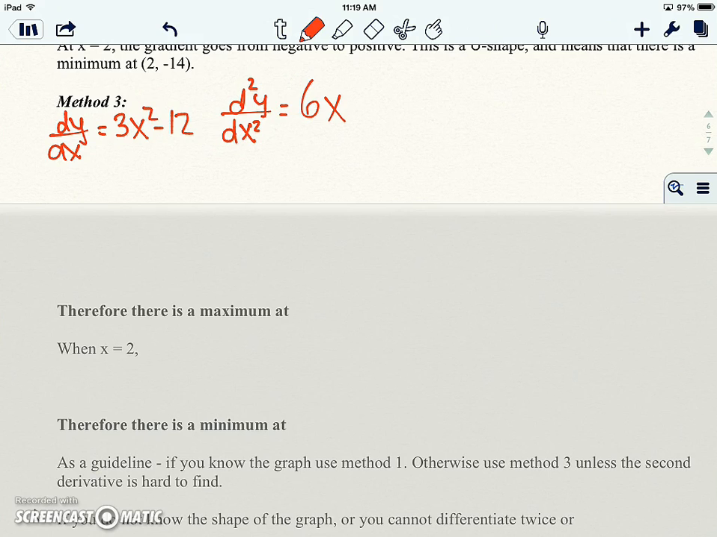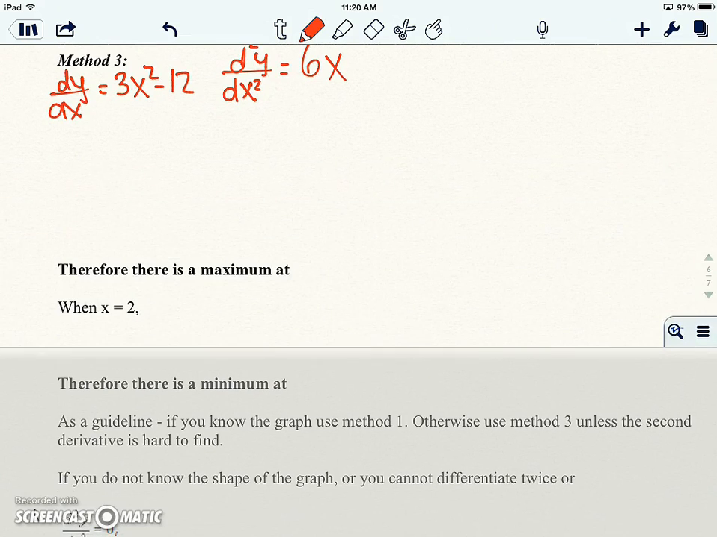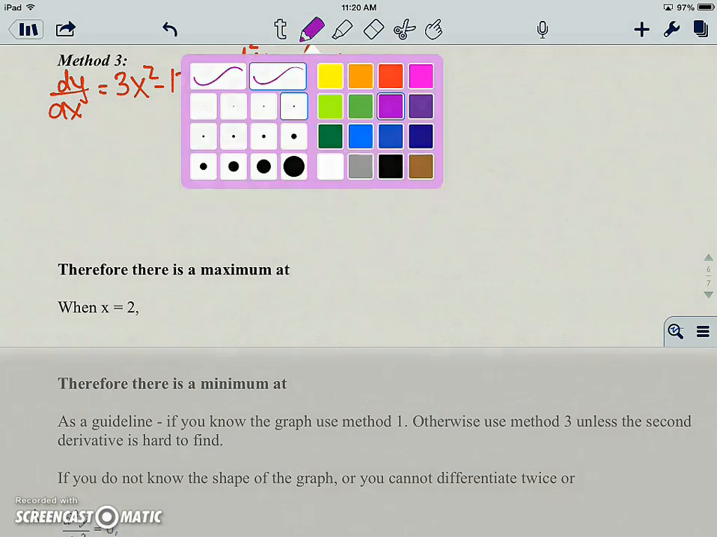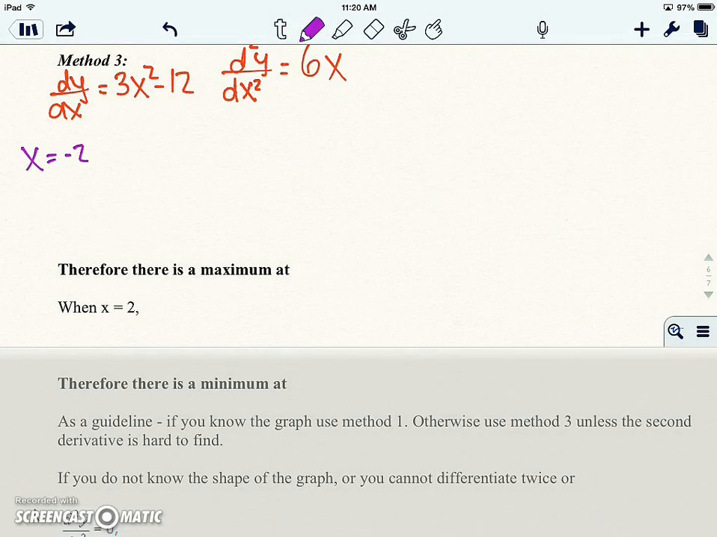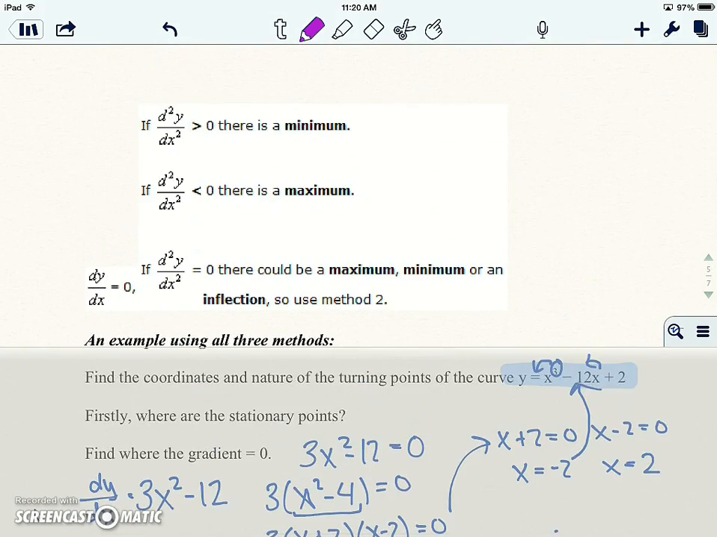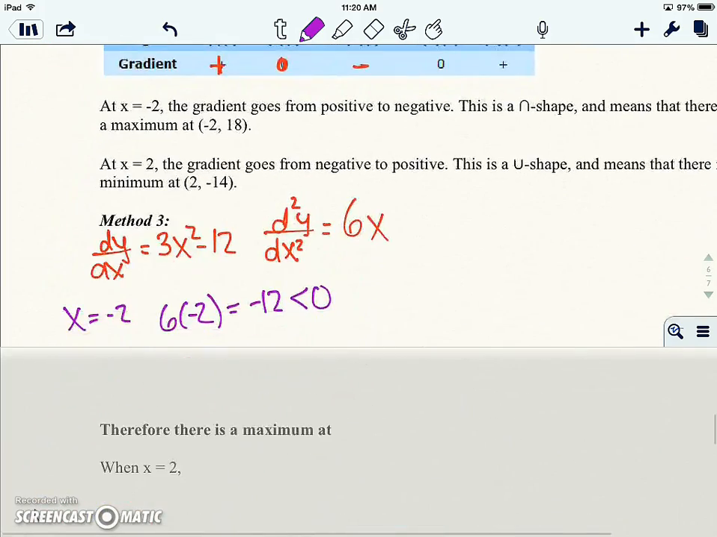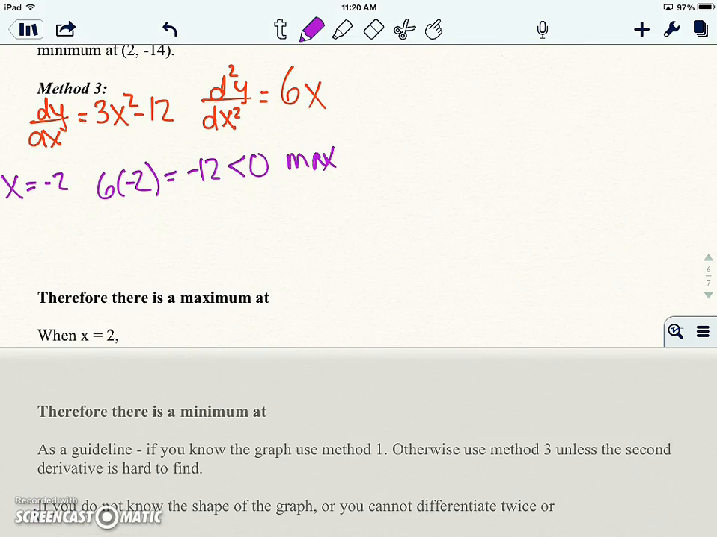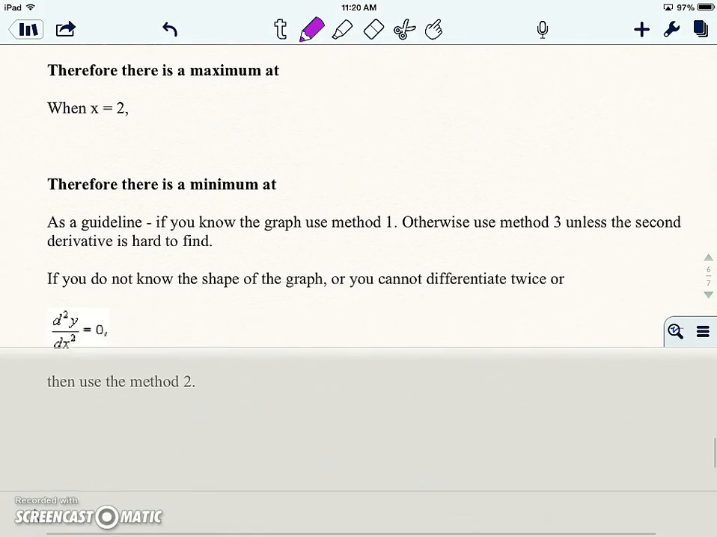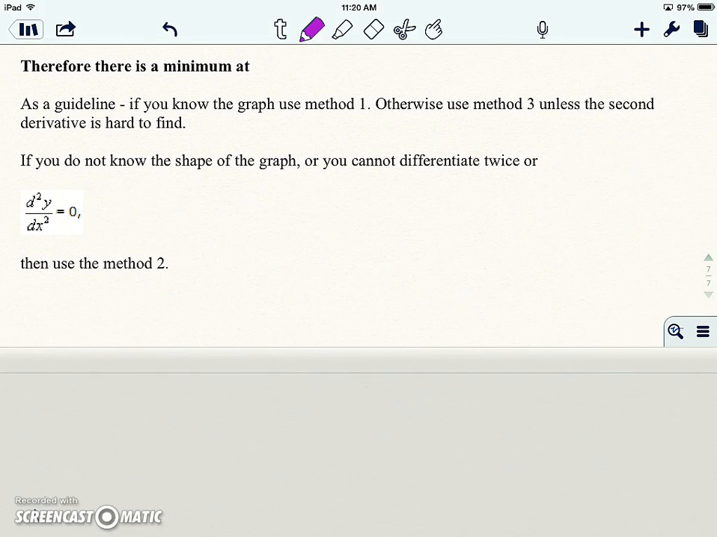All right. So now we want to know what it is when x equals negative 2, our first stationary point. So when x is negative 2, we're going to plug it in. 6 times negative 2 is negative 12, which is less than 0. We go back up here to our little rules. If it is less than 0, then I know that point is a maximum. Okay. Now we want to know where it is at 2. 6 times 2 equals 12, which is greater than 0. So we know that point is a minimum. Okay. And that's the end of that.